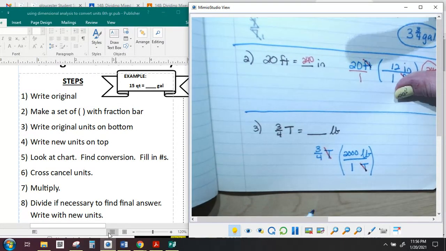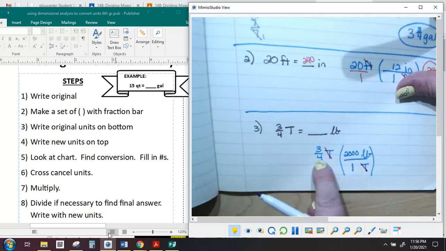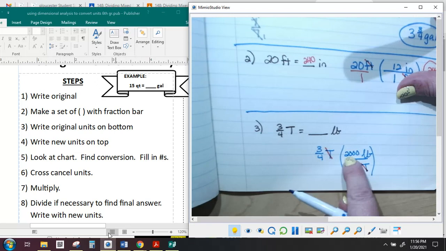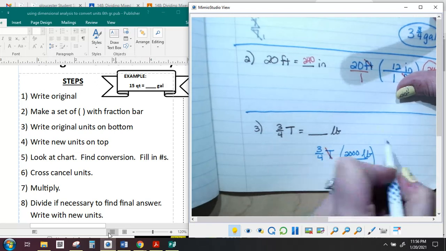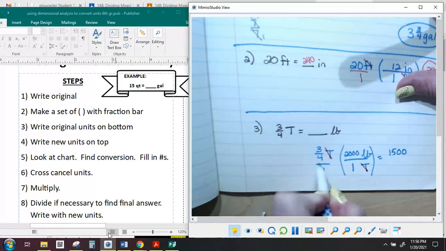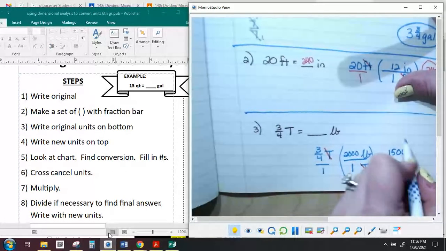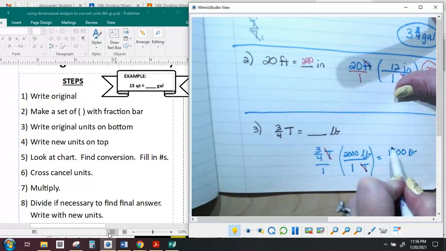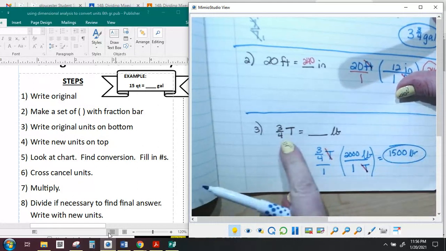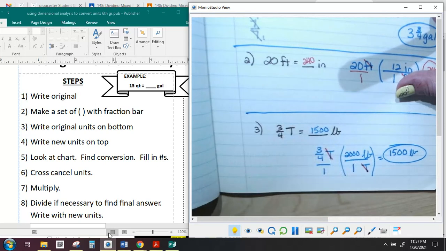Now we're going to multiply 3/4 times 2,000. Well, let's see. If this breaks it into 4 pieces, that would be 500, 500, 500. This is going to be 1,500, and then 1 times 1, which would be 1. I'm not going to write that. And the label that's left is pounds. So 3/4 of a ton is the same as 1,500 pounds.